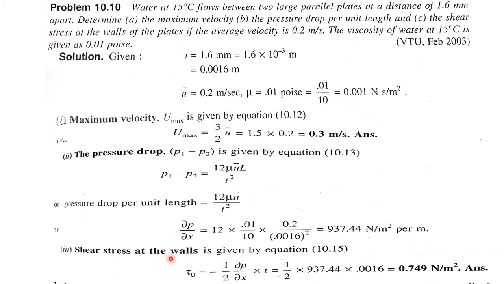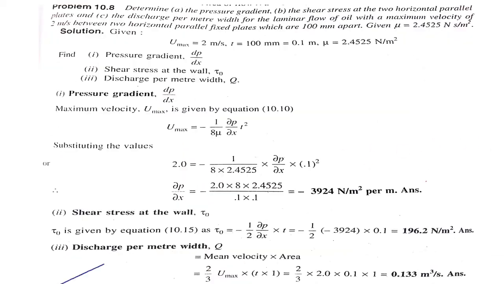Next, last one, shear stress at the walls, which is given by the equation. Shear stress tau naught is equal to minus 1 upon 2 dou P upon dou X into T. So already we have derived the formula. So 1 upon 2 dou P upon dou X, that is nothing but P1 minus P2, already we have calculated here. So T is 0.0016. So this is 0.749 Newton per meter square. So you have to remember these formulas, which will make it very easy to calculate the problems.